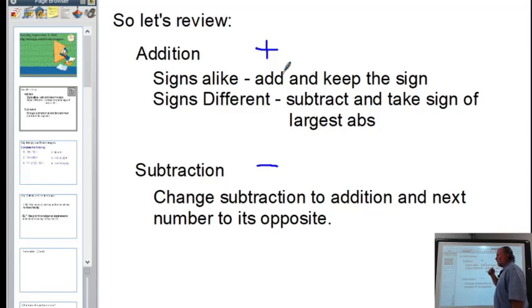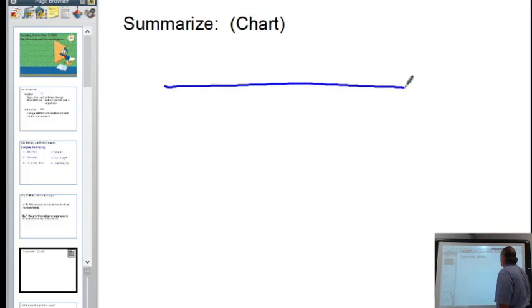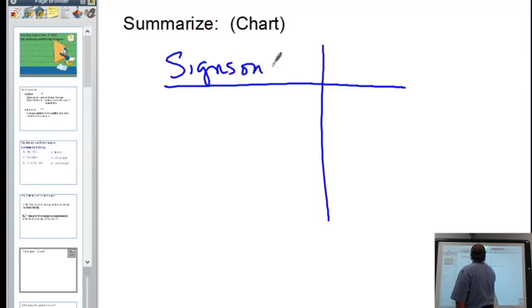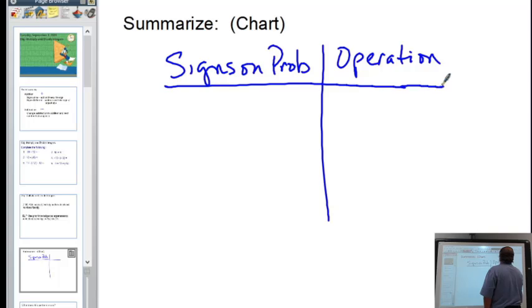Okay, so let's see if we can talk about multiply and divide then. In order to talk about multiply and divide, we're going to create a little summary chart. Okay, so I want you to draw on your paper a chart that looks like this. Okay, and we need to put up in this one signs on problem. And then over on this side, we're going to put sign on answer. Or actually, because we're going to be reviewing this on addition, we're going to put operation. Sorry about that. I was getting a little ahead of myself.